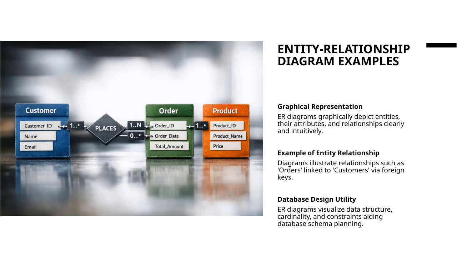Here we see an example of an entity relationship diagram that shows how data is structured within a database. The diagram uses boxes to represent entities like customer, order, and product, each containing key attributes such as customer_ID, order_ID, and product_ID. The diamond shape labeled places indicates the relationship between these entities, showing that a customer can place multiple orders while each order can contain one or more products.